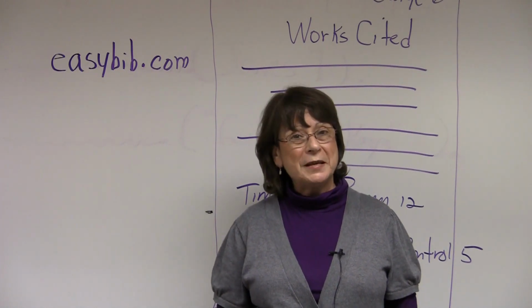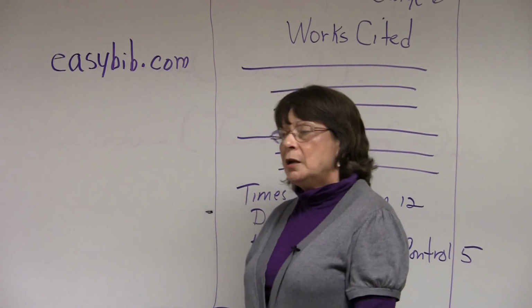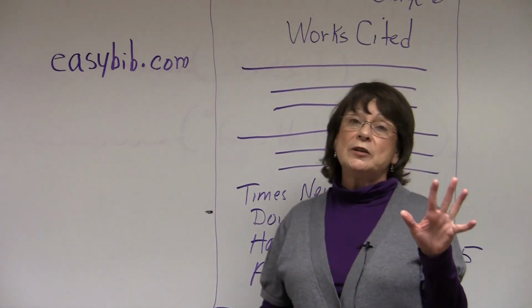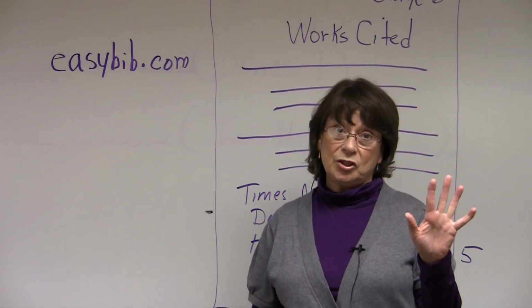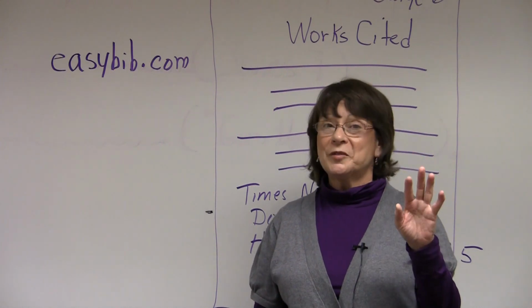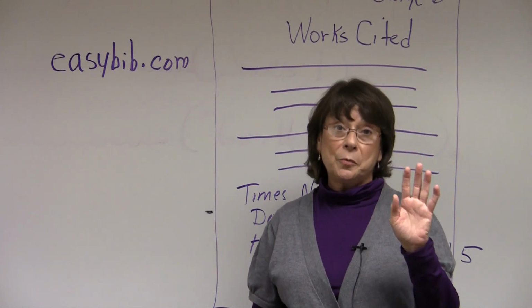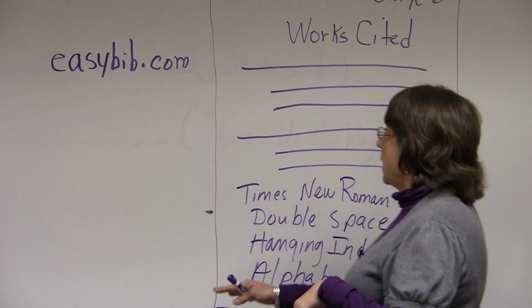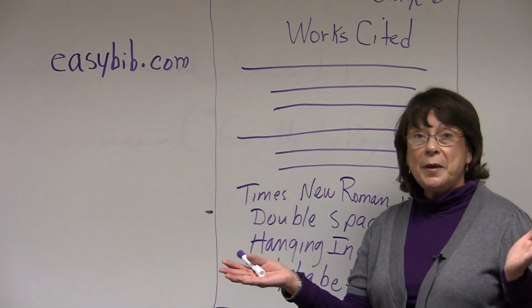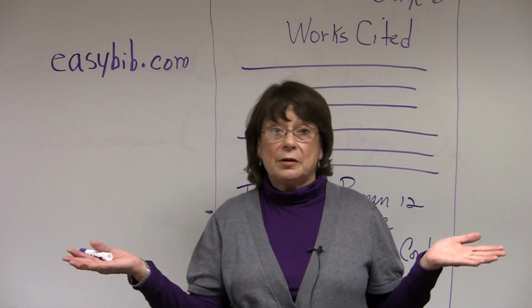I want to tell you some basics about the Works Cited page. First of all, it is the last page of the paper. It has its own page. Even if there's just one source there, it still has its own page. Secondly, it receives a page number just like the other pages in your essay.